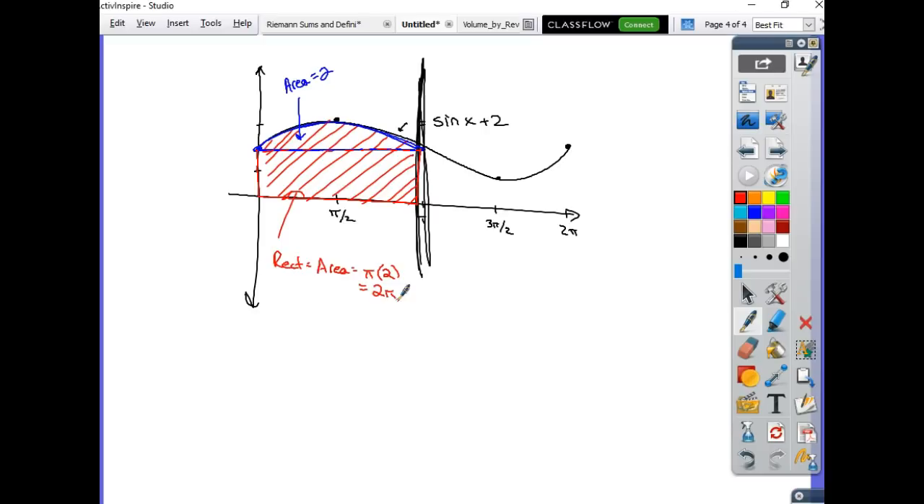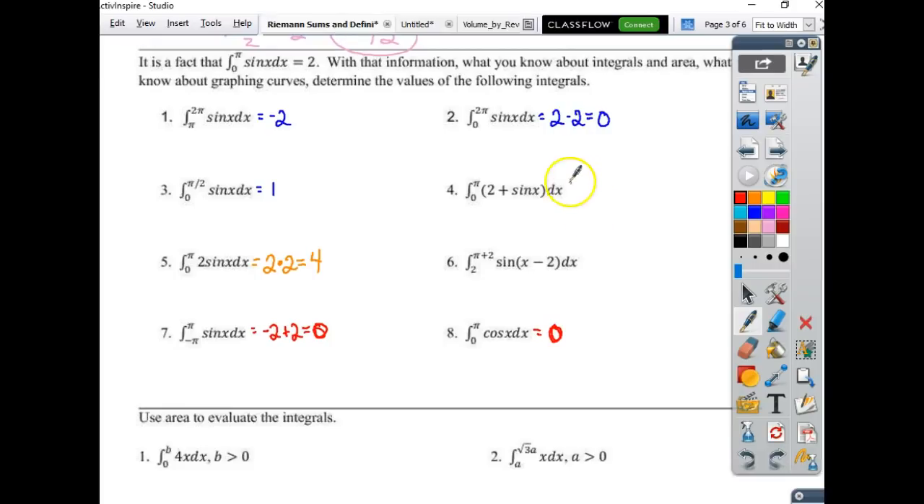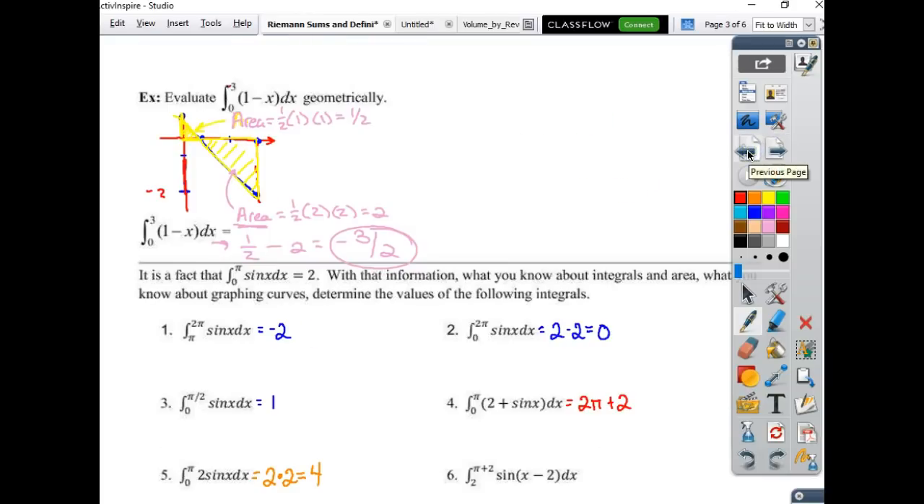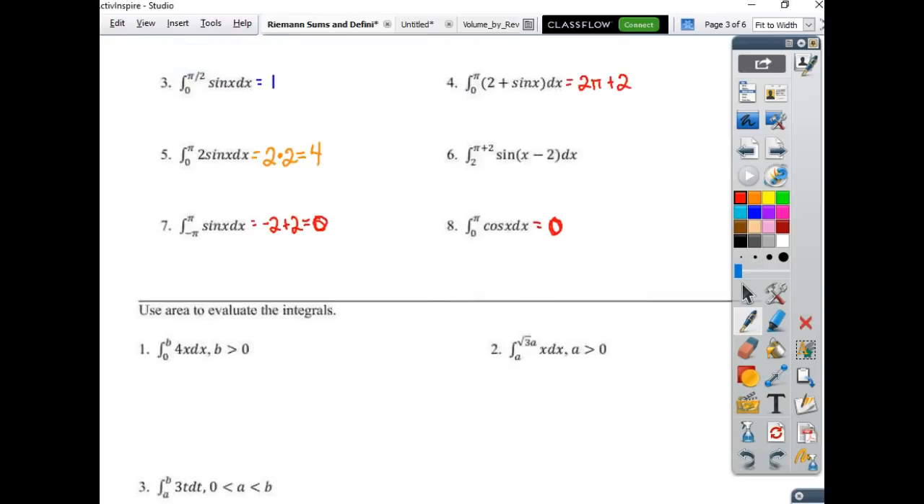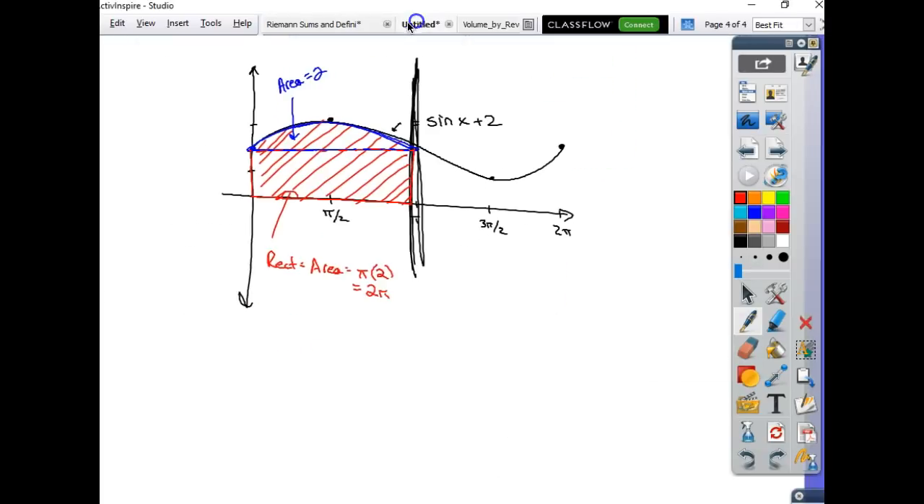And if I want to find the area of this entire shape, we simply take the 2 pi plus the 2, and we say that our answer is 2 pi plus 2. It's that easy. If I want to take the integral of this, oh my gosh, what is this? The sine of x minus 2. Here we go. Sine of x minus 2. This is where things get kind of nasty. So let's talk about that.